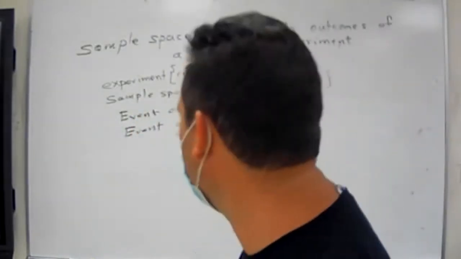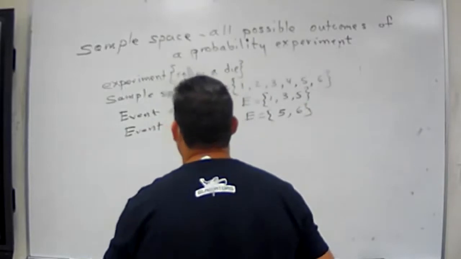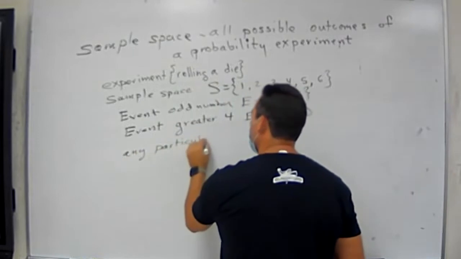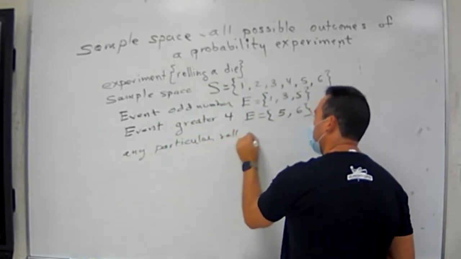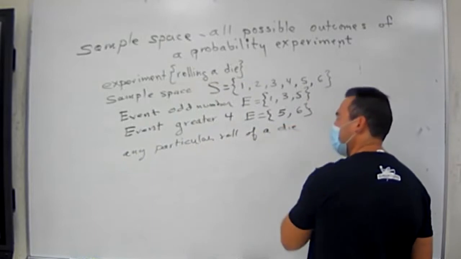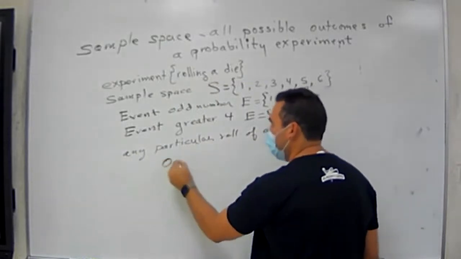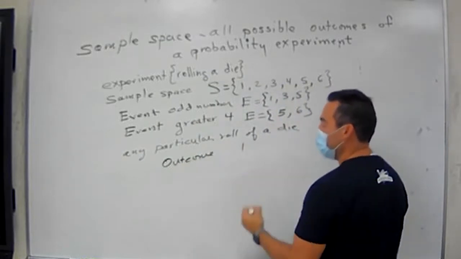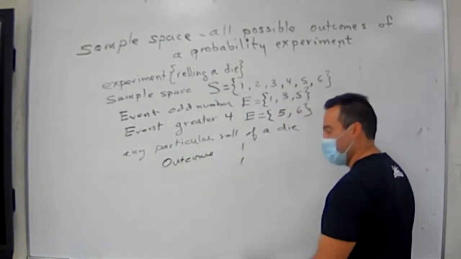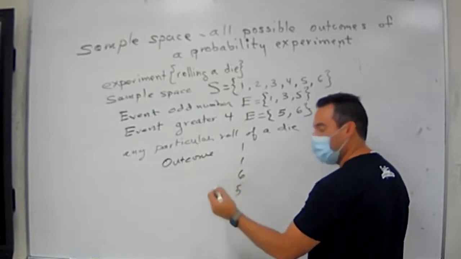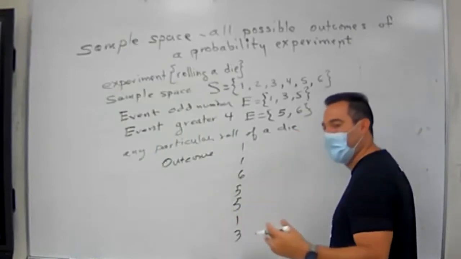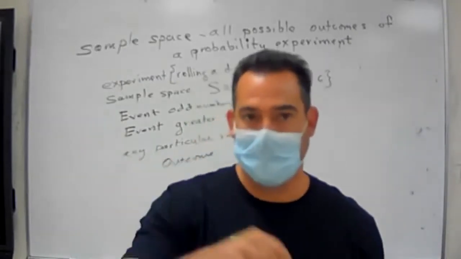So we have a probability experiment. We have an outcome of the probability experiment. Now, on any particular roll of a die, the outcome on the first roll might be 1. Maybe on the second it might be 1 again. Maybe you roll 6. Maybe you roll 5. Maybe you roll another 5. Maybe you roll another 1. Maybe you roll 3 or 2. Those are individual outcomes that we can record.